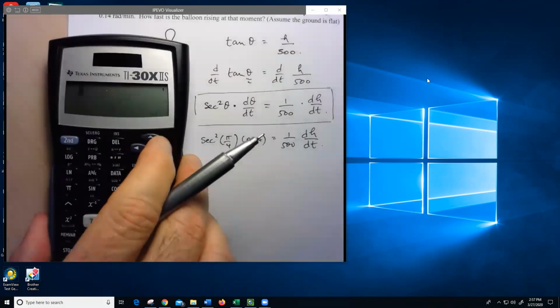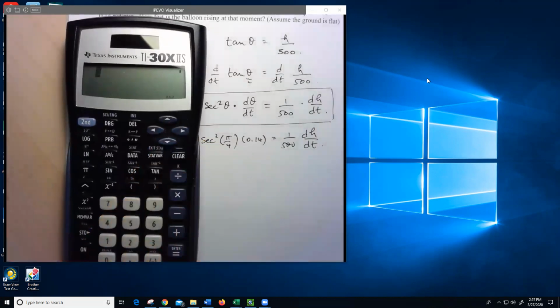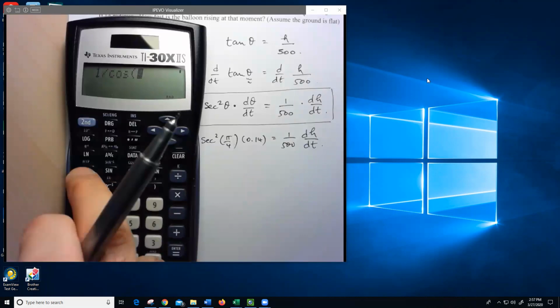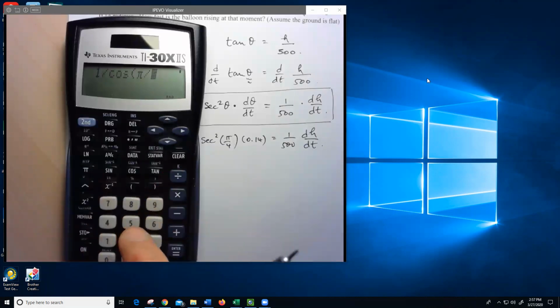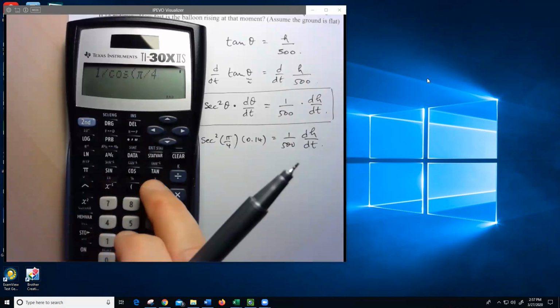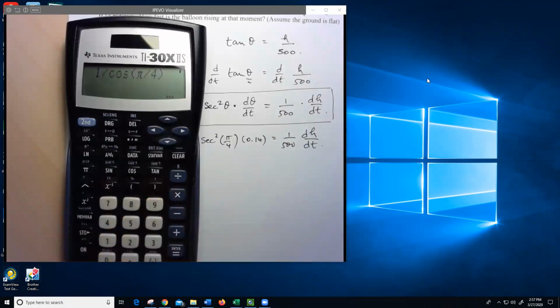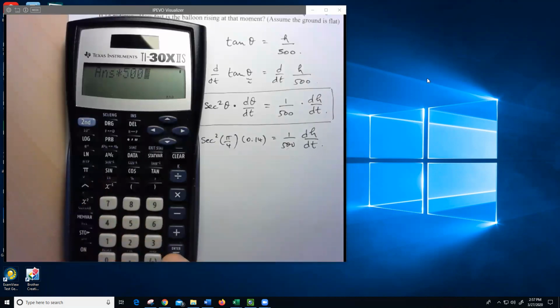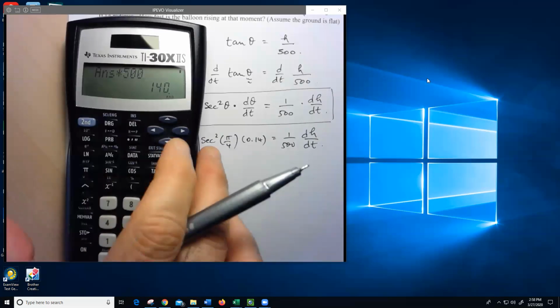So just check my calculations as I go along. Secant is just 1 divided by cosine of pi divided by 4, and I take a quick check that I am in radians. Then we're squaring that, multiplying it by 0.14, and then I'm just going to multiply 500 to the other side of the equation, so times 500. And it looks like we have 140.